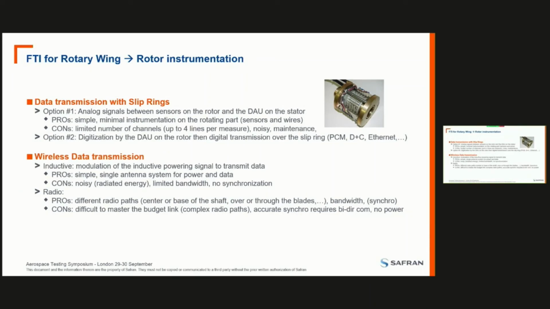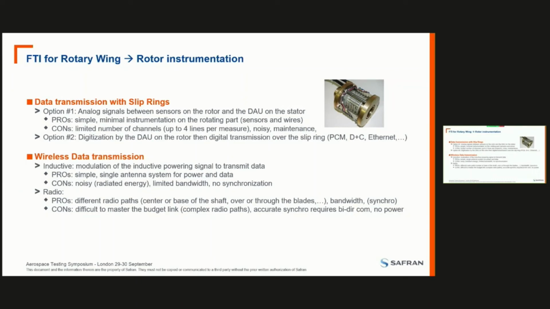And whatever you do with the slip rings, even if you are on the second option, with the DAU that digitizes the measurement directly on the rotor, and then the transmission on the slip ring is a digital communication, even in this case, you have a very big maintenance constraint. When you need to change these slip rings, when they reach their end of life, you have to dismount the complete rotor, and that's a very heavy operation that takes a lot of time during the flight test sequence, that is always critical in this respect. So the second option is to use wireless data transmission between the rotary part and the stator part.